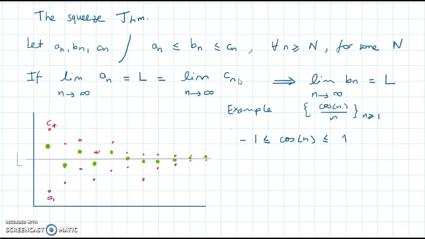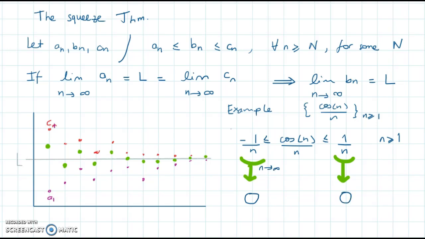1. So if we divide by n, and we need to make sure it's greater or equal than 1, then we're going to have the chain of inequalities that -1 over n is less or equal than cosine of n over n, which is less or equal than 1 over n. Now, we know what happens as n approaches infinity with the smallest sequence and the biggest sequence over here. We know that they both approach 0 as n approaches infinity.